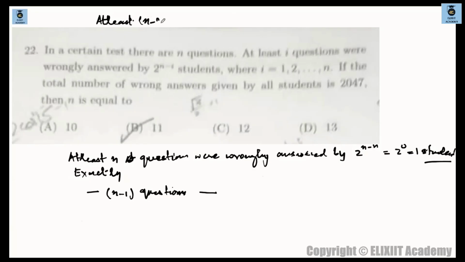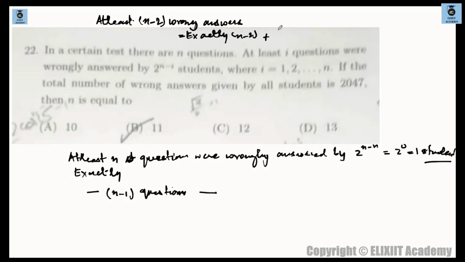minus 2. This is a very famous question. At least n minus 2 wrong answers. You want to figure out what is the meaning of at least n minus 2 wrong answers. This will include exactly n minus 2 wrong answers, and also more than n minus 2, meaning n minus 2 including n minus 2 as well as more than n minus 2.